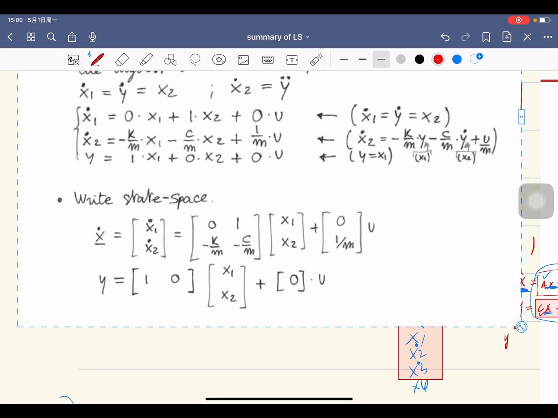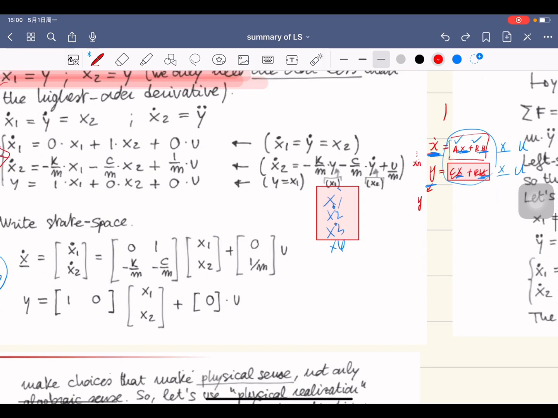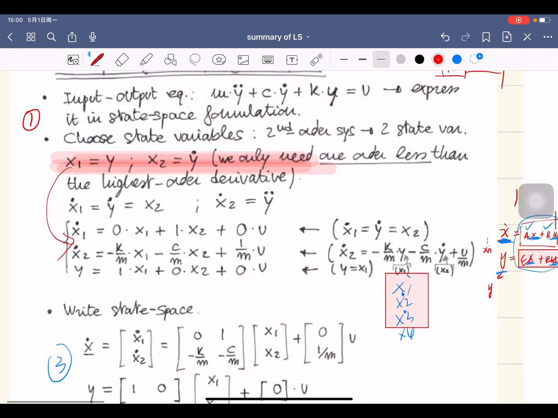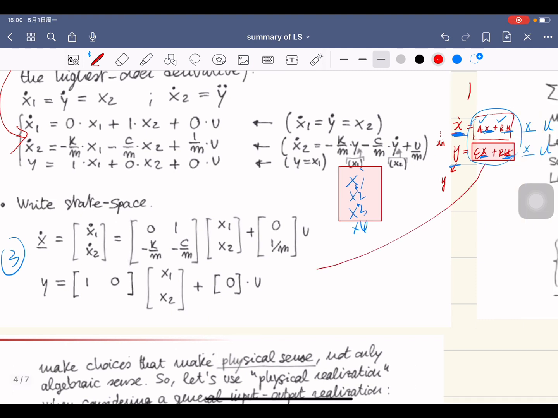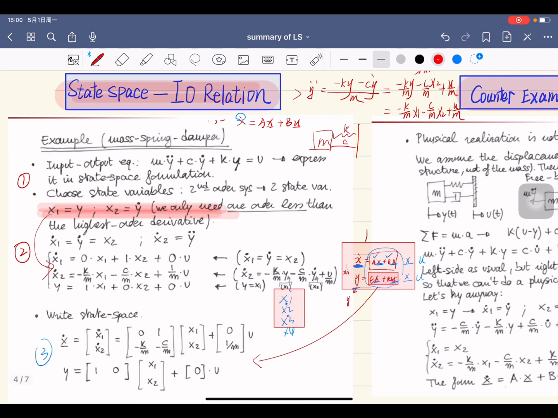And the third step for us is to write them into matrix form, using algebra to rearrange again. I think it will be simple, right? It also uses this equation, right? It also uses this equation. Okay, this is our first knowledge, the state-space input-output relation.